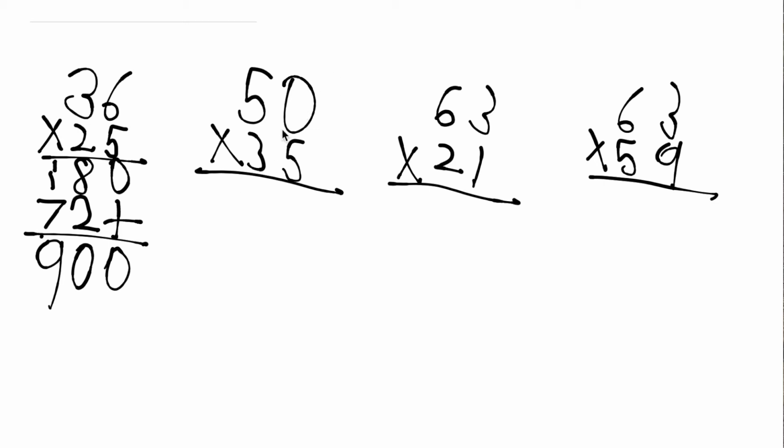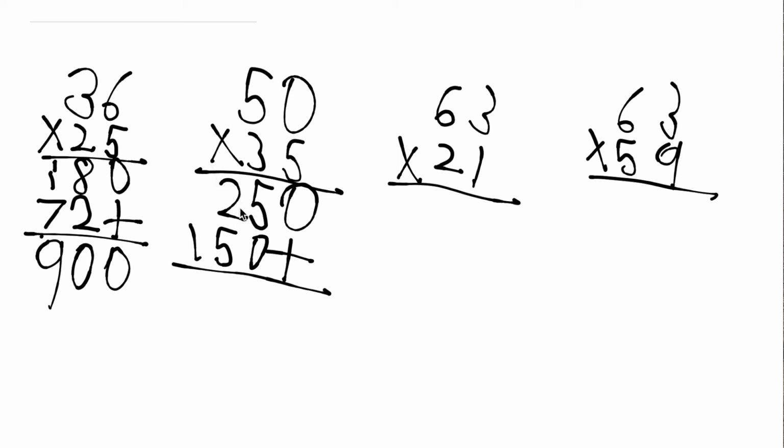Let's go to the next one. So 5 times 0 is 0. And 5 times 5 is 25. So we put 25 right here. So then the answer is 250. Right. Now it's 3, and of course, 3 times 0 is 0. So then 3 times 5, or 5 times 3, is 15. So we put 15 right here.